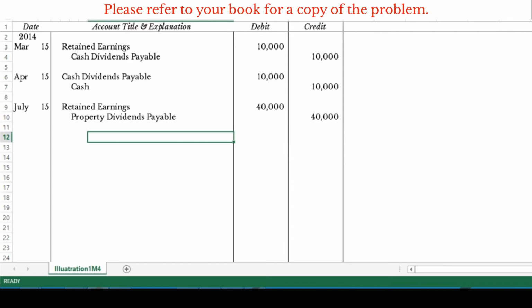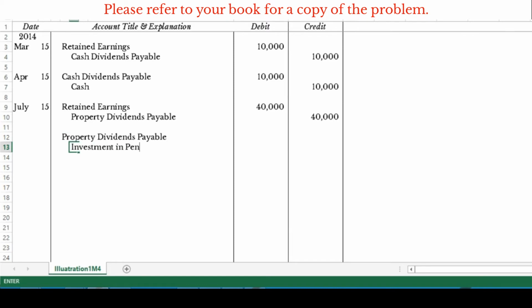Now, kailan yung date of distribution? Walang sinabi. So, wala tayong ilalagay na date pero i-record natin yung kanyang distribution. So, that would be debit property dividends payable. Then, we will credit, since this is an investment, investment in Pentagon Corp. Ayan. So, that is also at 40,000.